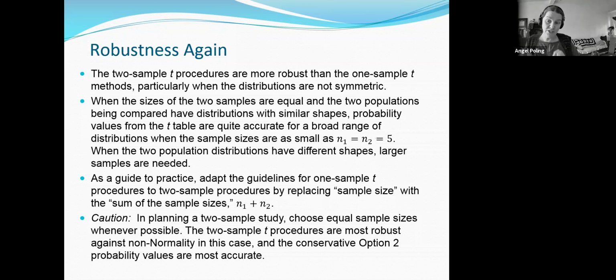And then we have a caution: in planning a two sample study, choose equal sample sizes whenever possible. The two sample t procedures are most robust against non-normality in this case, and the conservative option 2 probability values are most accurate because they're conservative, right? So boom, bam, that's the end of the chapter 21 information.